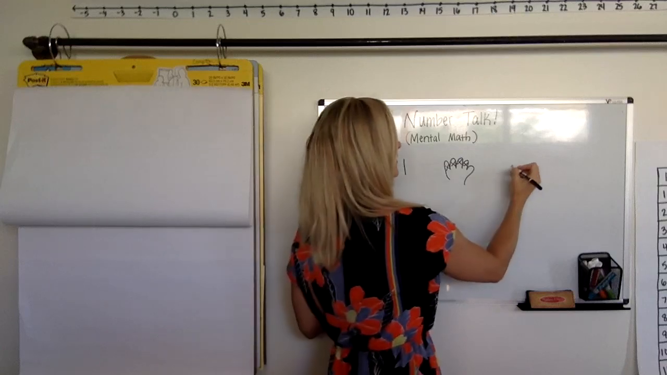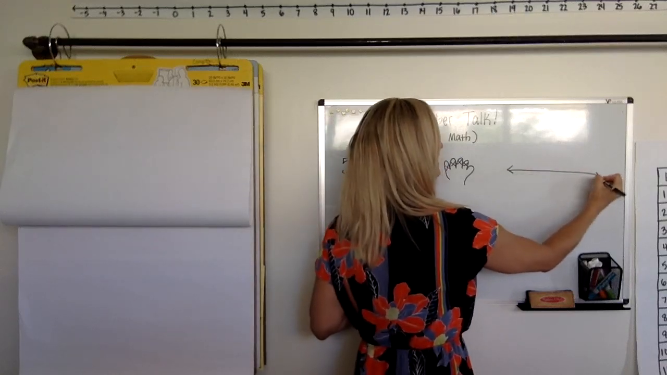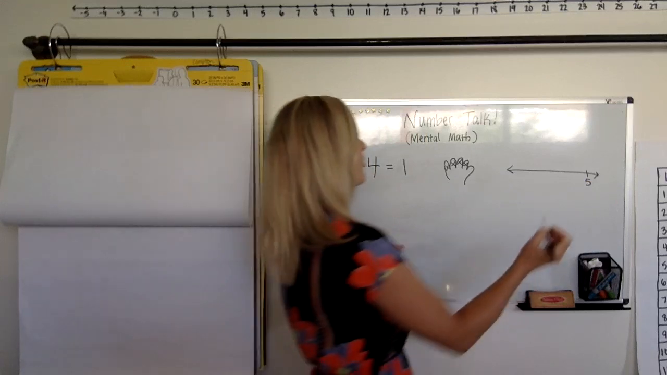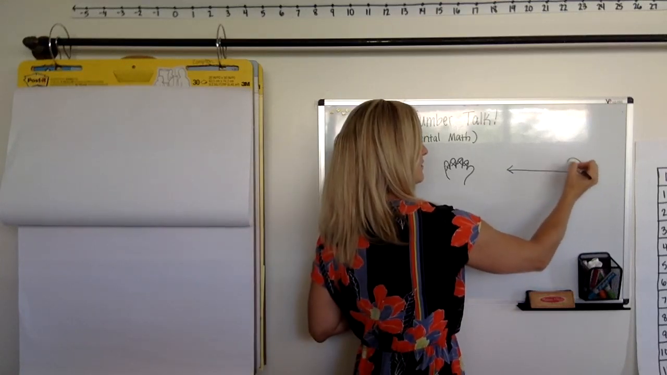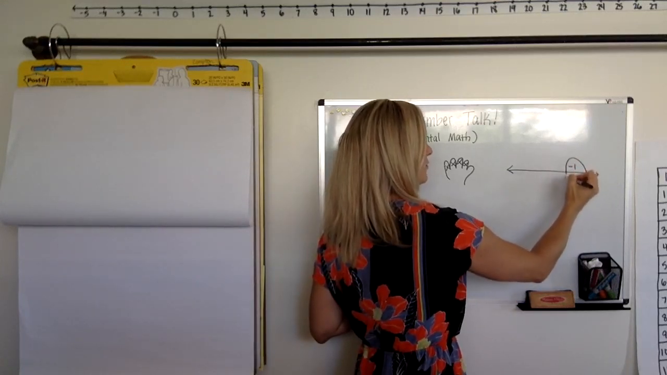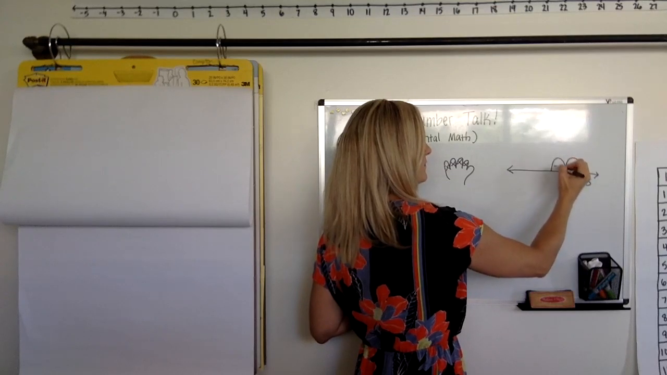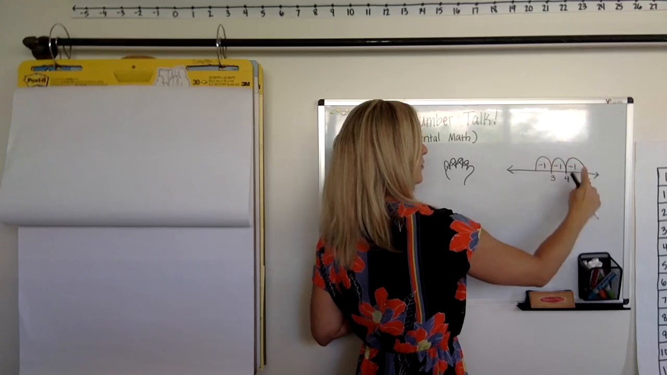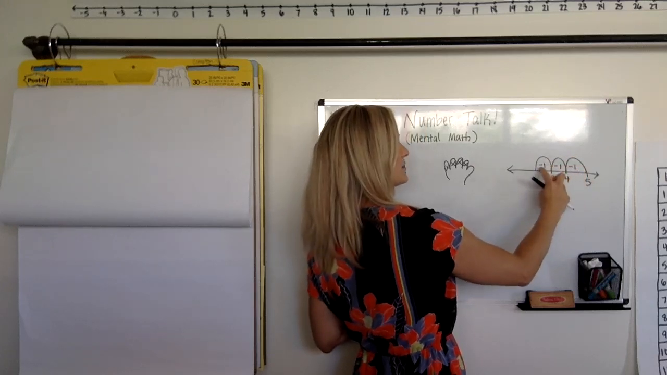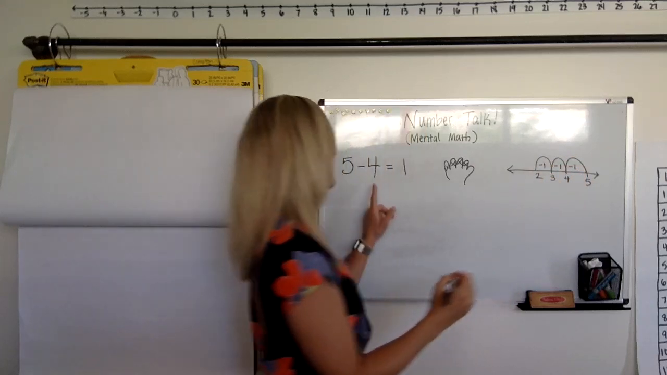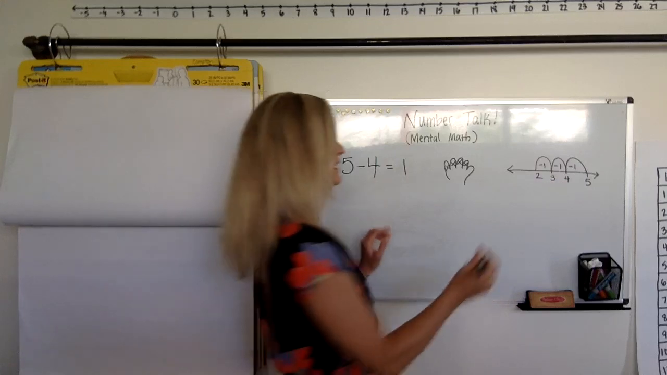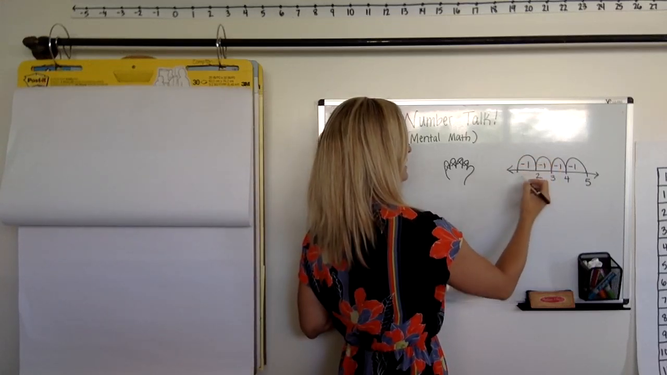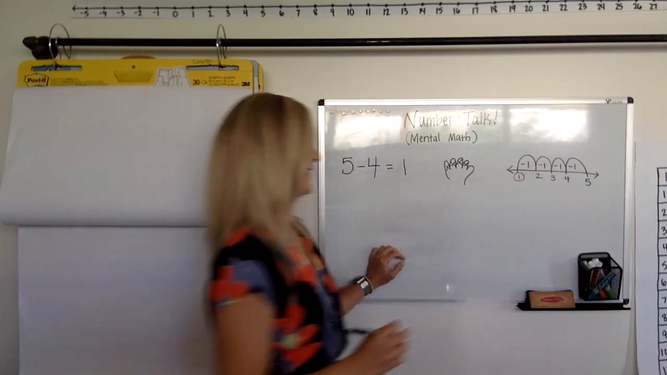Some of you may have also thought about it on a number line. So maybe you did 5, and you took away 4 like this. Minus 1, that would be 4. Minus another 1 would be 3. Minus another 1. So far we've taken off 1, 2, 3. We've taken off 3 so far, and we have to take off 4. Minus 1 more would be 1.